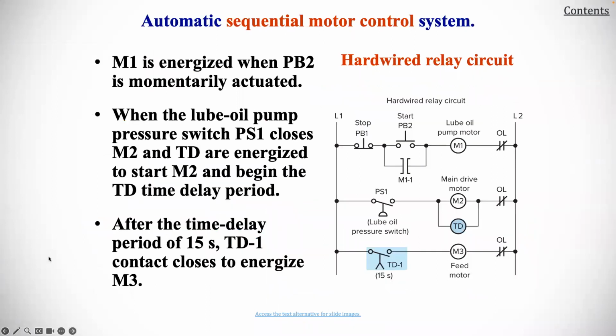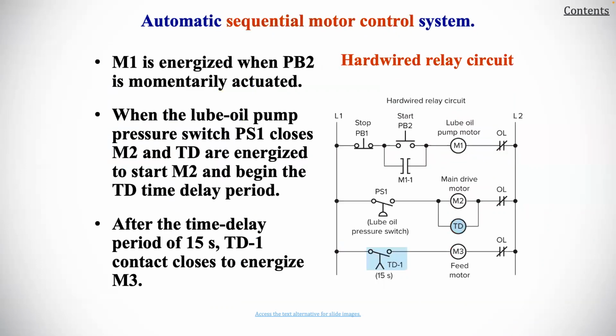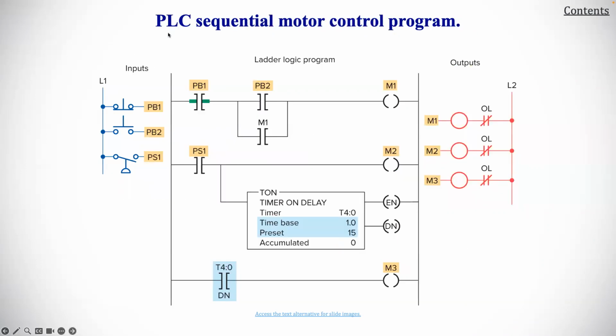For the automatic sequential motor control system, just going through this, M1 is energized when PB2 is momentarily actuated. When the lube oil pump pressure switch PS1 closes, M2 and TD are energized to start M2 and begin the TD time delay period. After the time delay period of 15 seconds, the TD1 contact closes to energize M3. Here is what this would look like if we had the PLC sequential motor control program, how we could set that up.